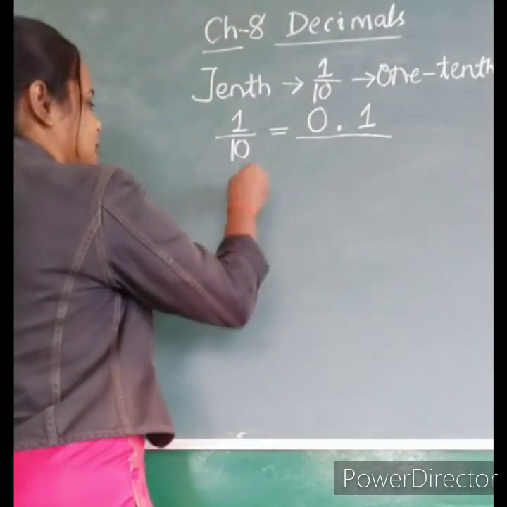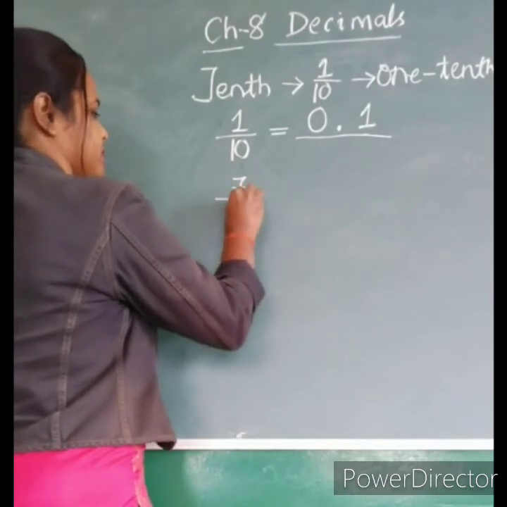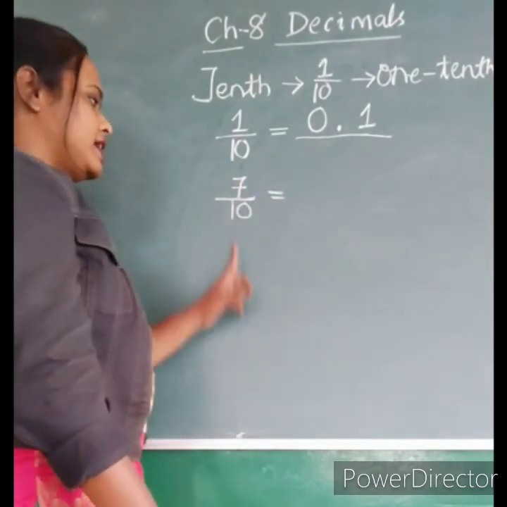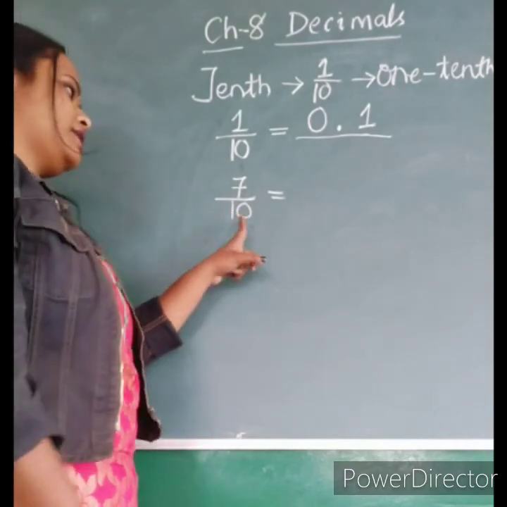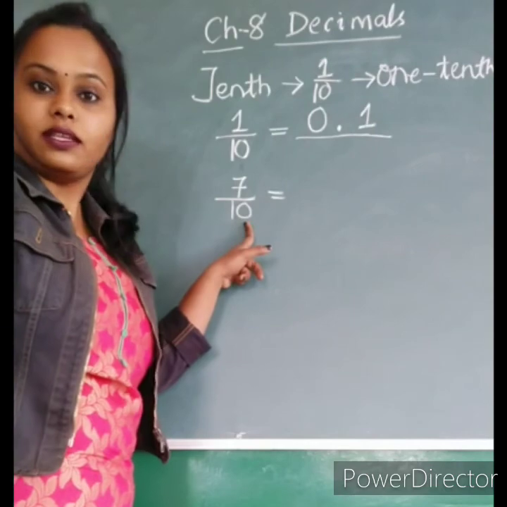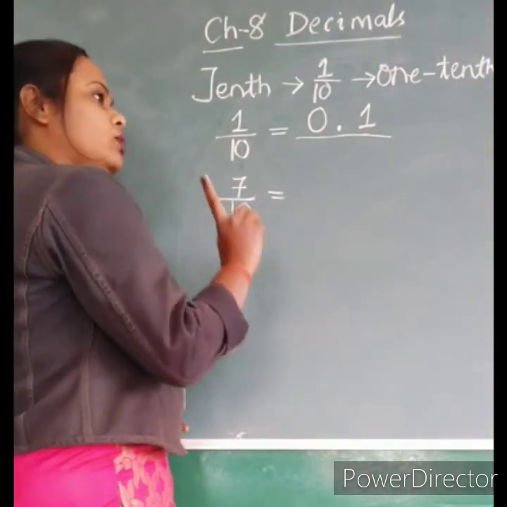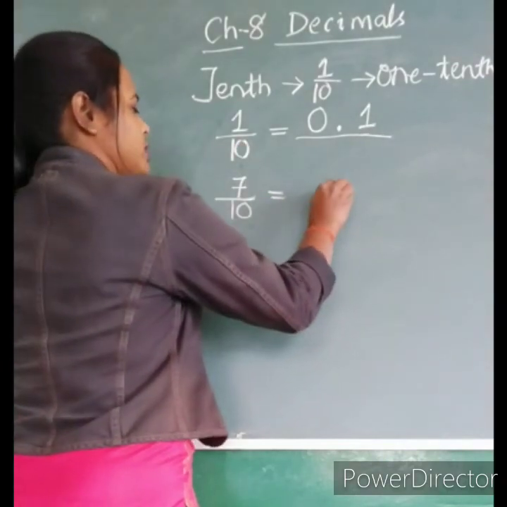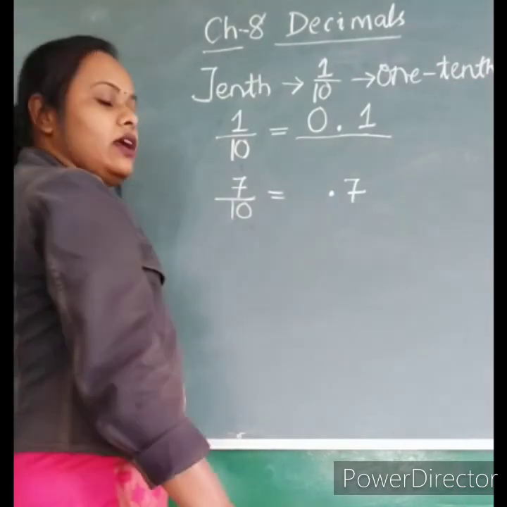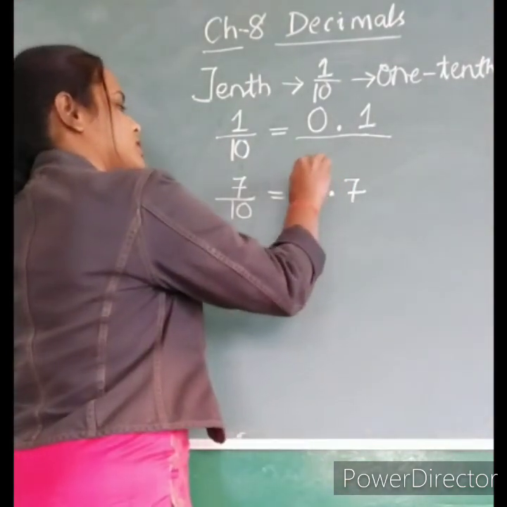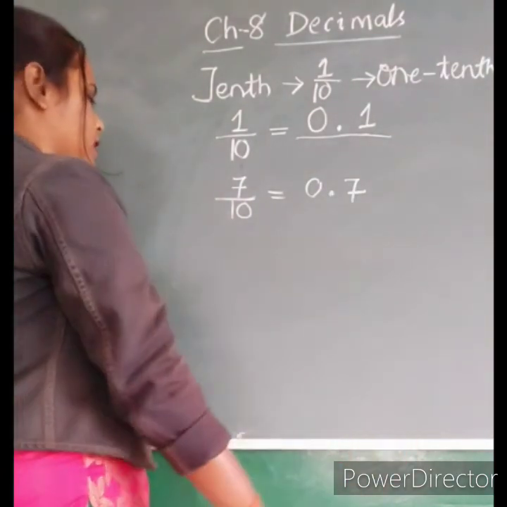Let us do another example. 7 by 10. It means that after the point there will be only one number because we are having 10 in the denominator. So after the point only 7, and before the point we cannot leave it blank. So we will write 0 before the point. So it is 0.7. Okay.